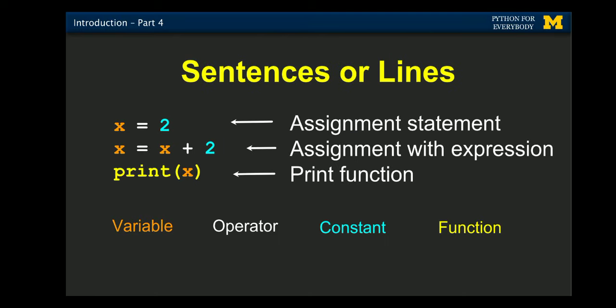Sentences or lines. x = 2: we have assigned 2 to the variable x, which is an assignment statement. x = x + 2 is an assignment with an expression. An expression is a piece of code that produces a value. And now we are printing the value of x, which is a print function.